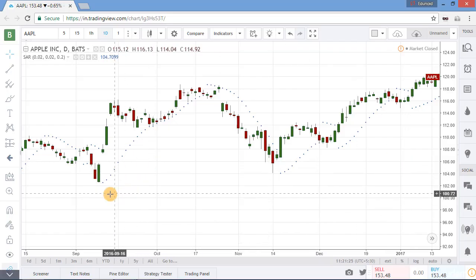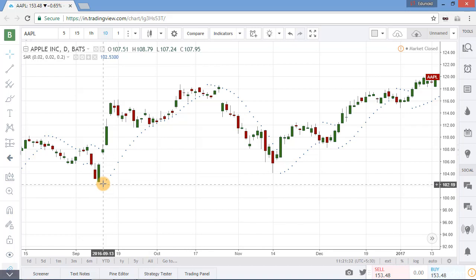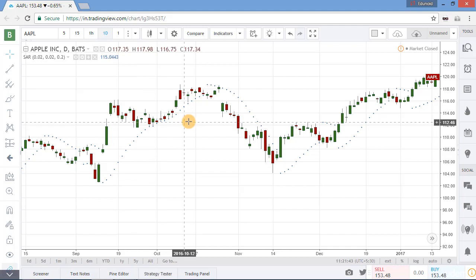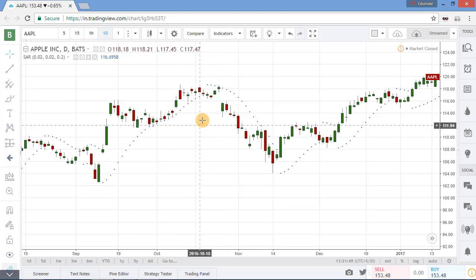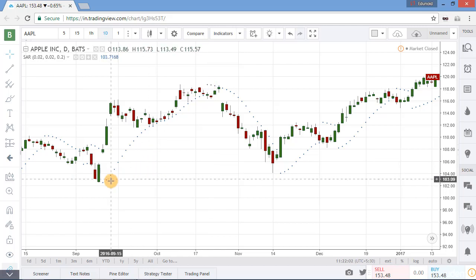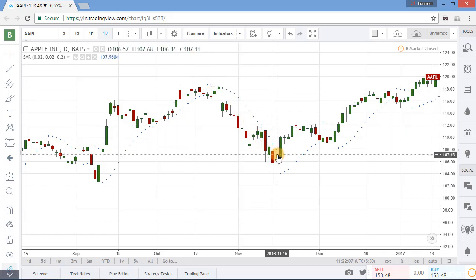In this chart you can see there are some dots, below the candle and above the candle. So if the dot is below the candle, this is a bullish candle and we get a buy signal. And if the dot is above the candle, we get a sell signal. When the dot changes its direction, see here the dots are below the candle and now the dots change direction from below to above, so it is a signal of trend reversal. This is the bullish trend and now the trend is in bearish mode.